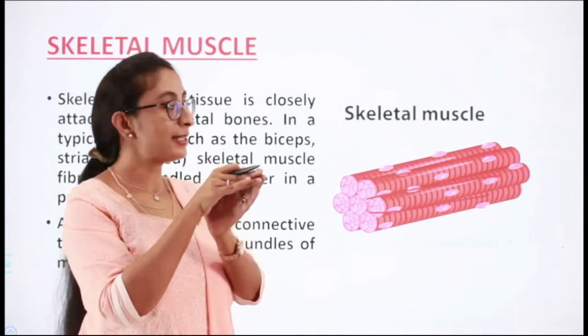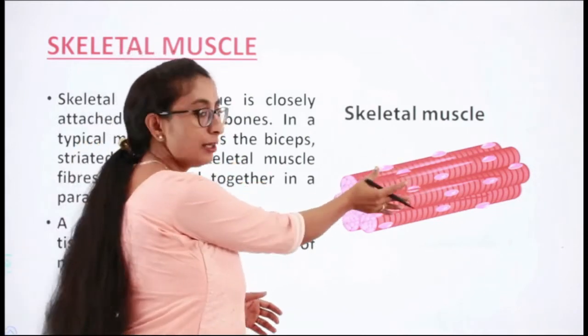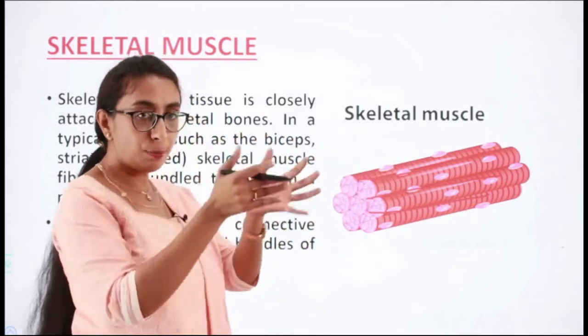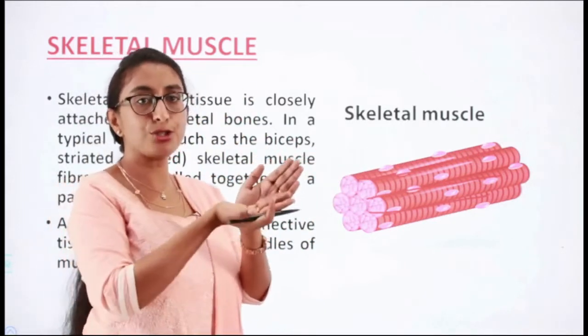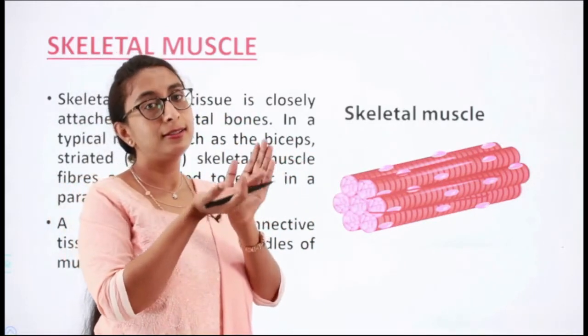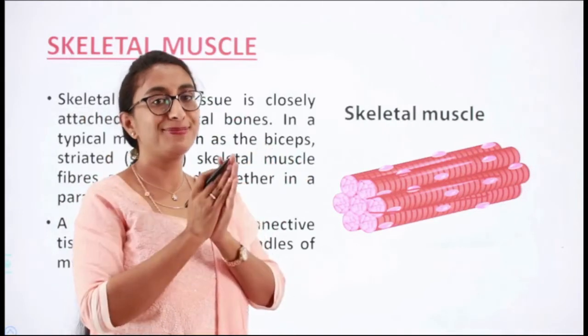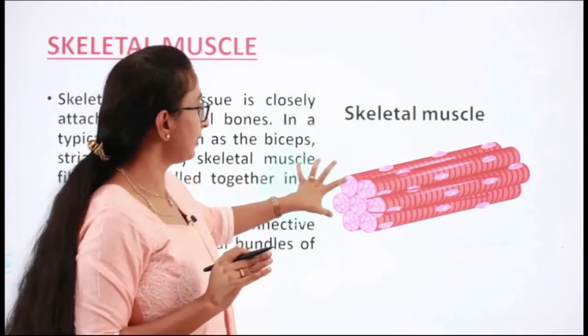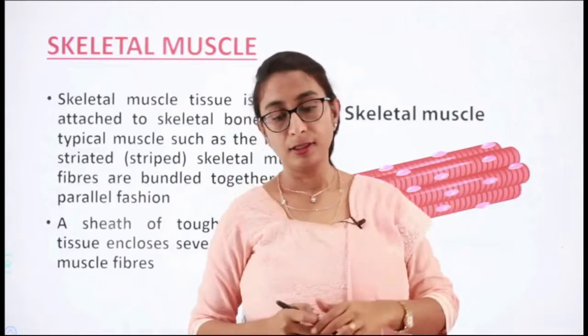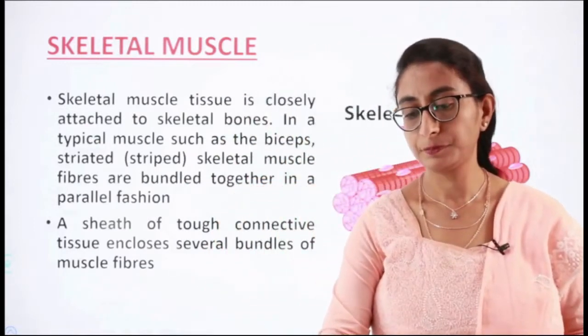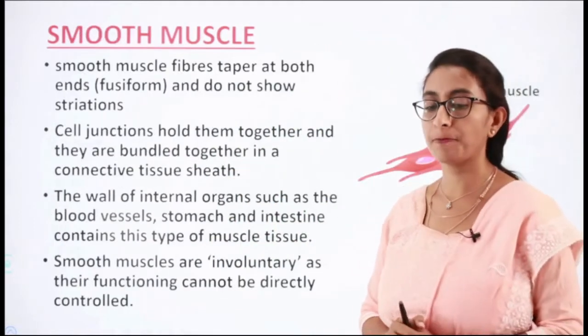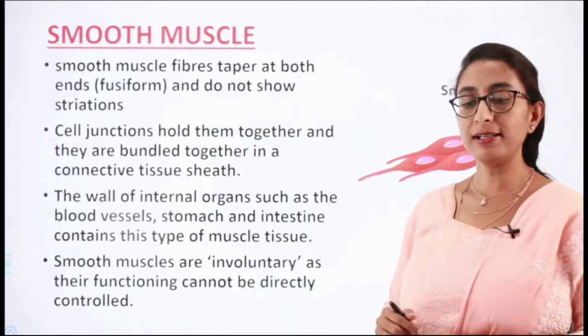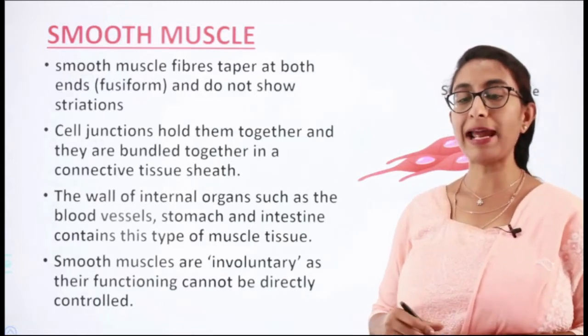Okay. Did you understand? Like this, several muscle fibers will be put together and it will be enclosed inside a connective tissue. Fine. Did you understand the skeletal muscle? Next, smooth muscle. The smooth muscle fibers taper at both the ends.